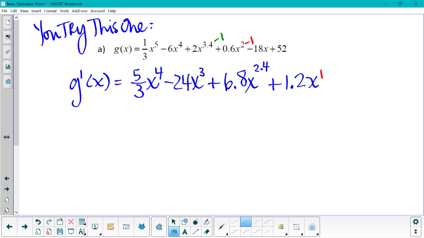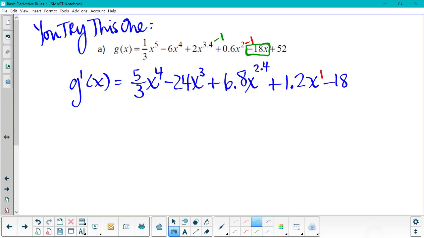You don't have to write that. Now, this one's kind of tricky. You've got to be careful here. This negative 18x, remember that's linear. So the derivative is the slope of that. That would be a line, negative 18x, if I graphed it. So that becomes minus 18.